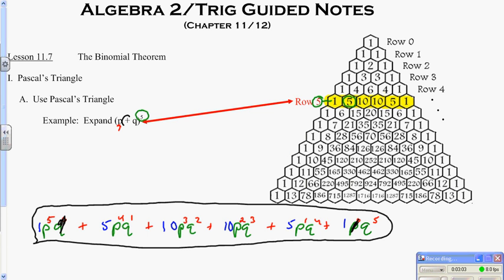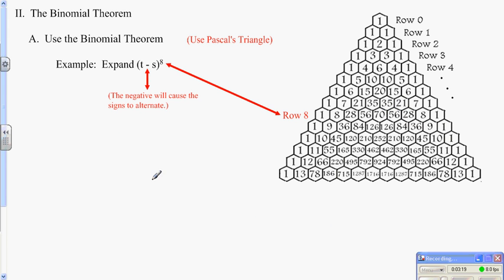If this were minus, then you would start with a plus. Your first term is positive, but then you would alternate every other term as a different sign. And we'll talk about that in a moment too.